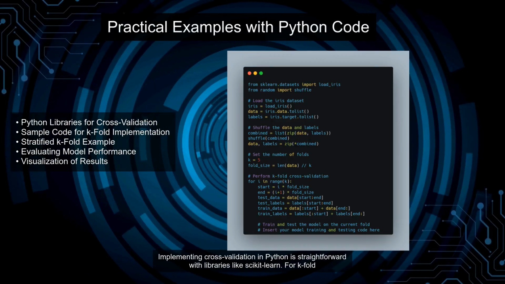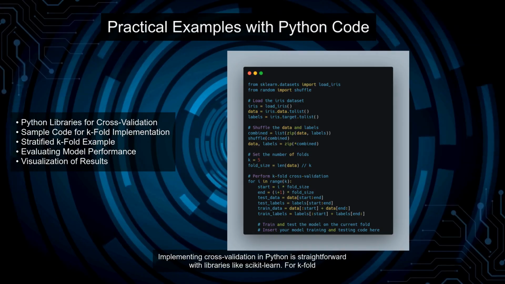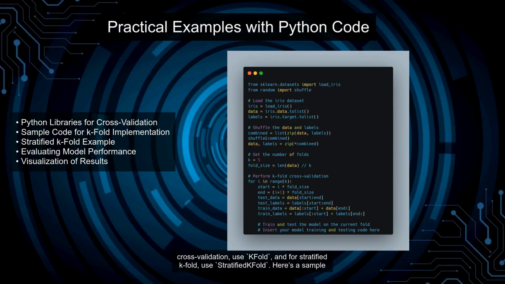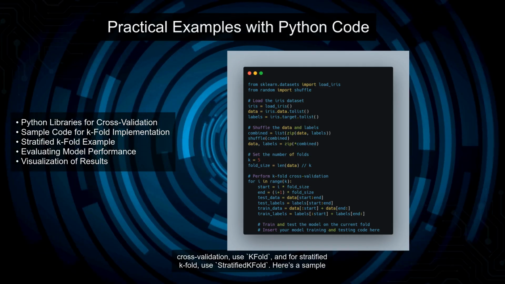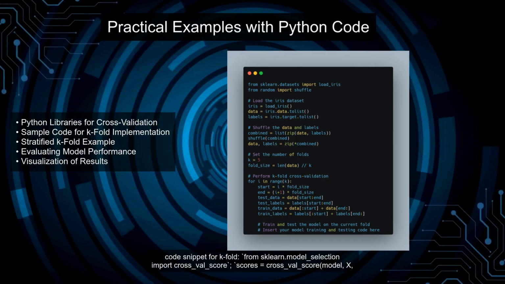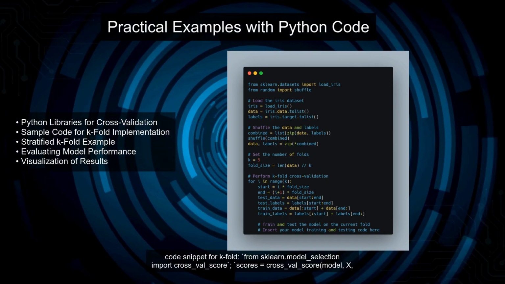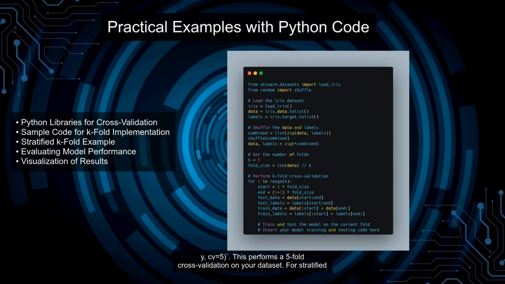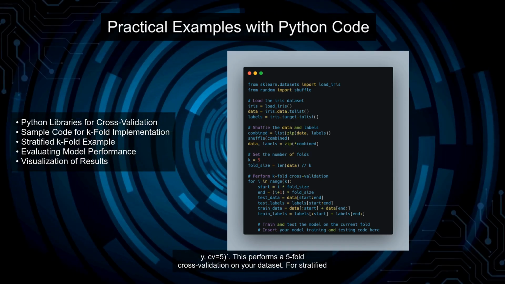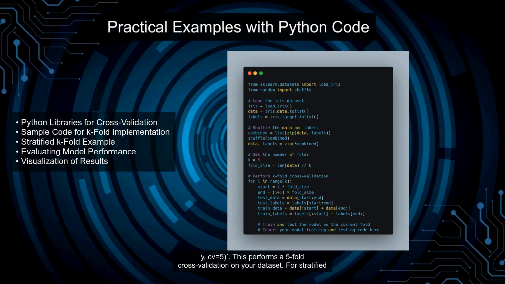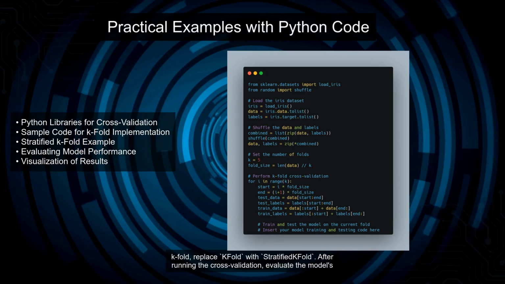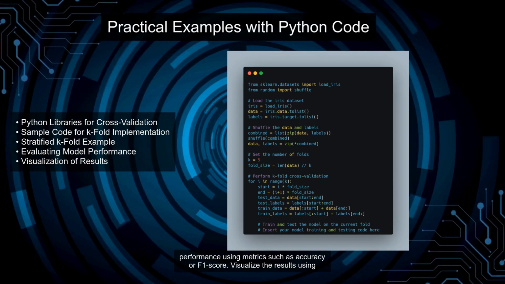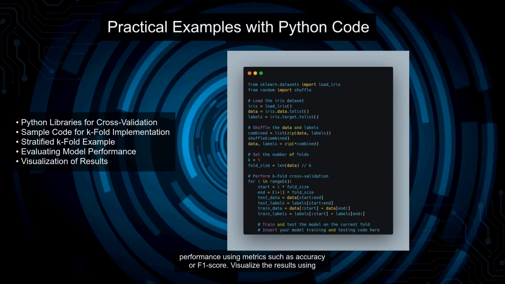Implementing cross-validation in Python is straightforward with libraries like scikit-learn. For k-fold cross-validation, use KFold, and for stratified k-fold, use StratifiedKFold. Here's a sample code snippet for k-fold. From sklearn.model_selection import cross_val_score. Scores equals cross_val_score of model, X, y, cv equals 5. This performs a 5-fold cross-validation on your dataset. For stratified k-fold, replace KFold with StratifiedKFold.